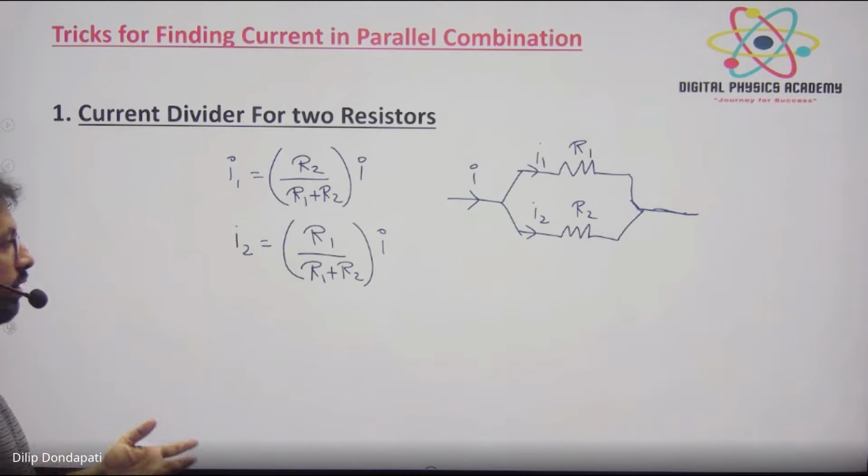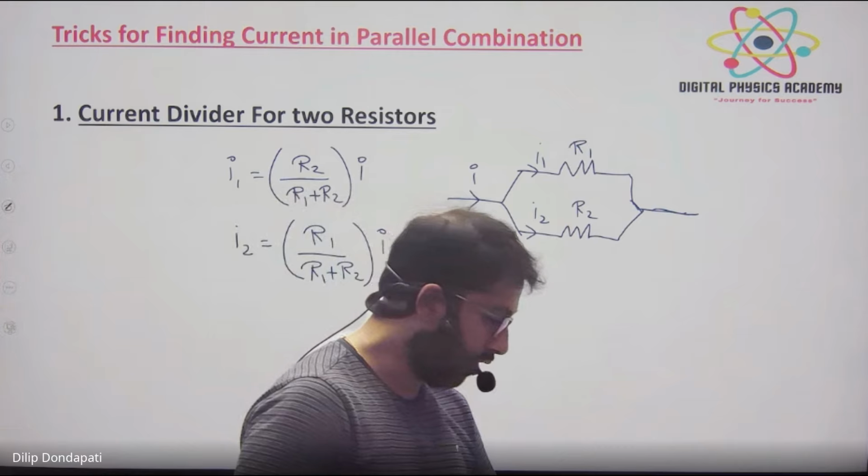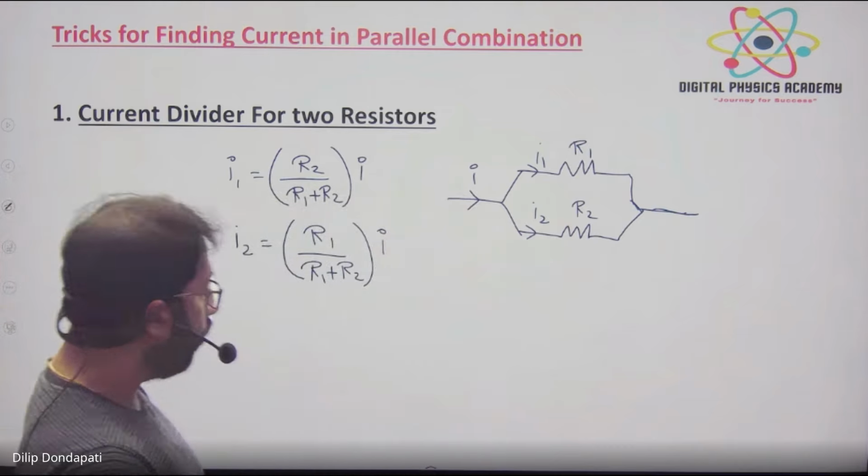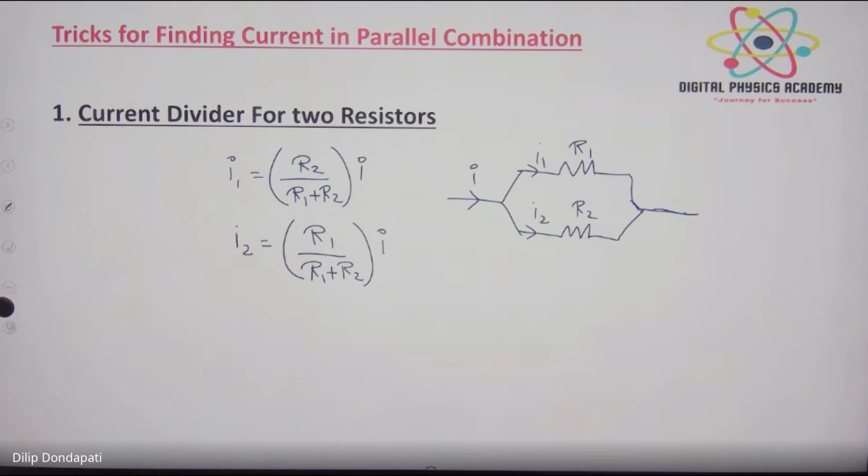This is for 2 resistances. For 3 or more, we will see how to find. So without knowing the voltage source, we can find the current using the current divider. Whenever resistors are in parallel, you can use this formula for 2 resistances. Okay, next.